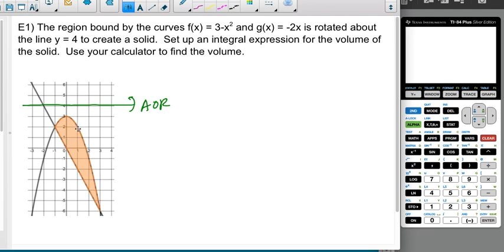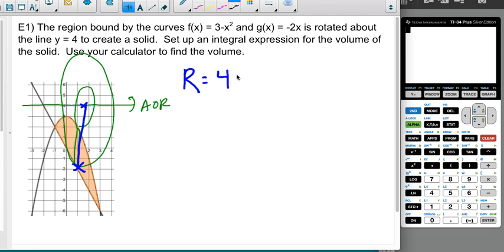So I pick a random slice somewhere in the middle here, right? That's my slice, and I rotate it around to see that I get an annulus. There's an inside circle, there's an outside circle, right? And that's not very circular, but such is life. So my outer radius is from the axis of rotation down to the line. That means my big radius is going to be the top, which is the axis of rotation, minus the bottom value, which is the line.